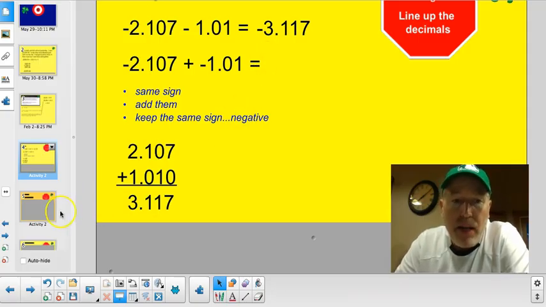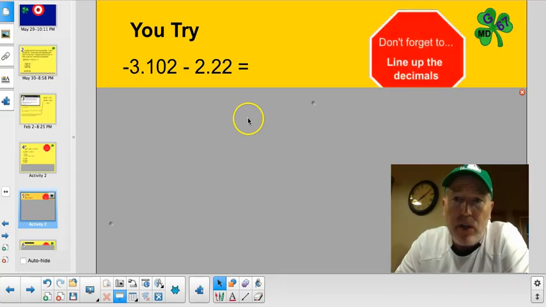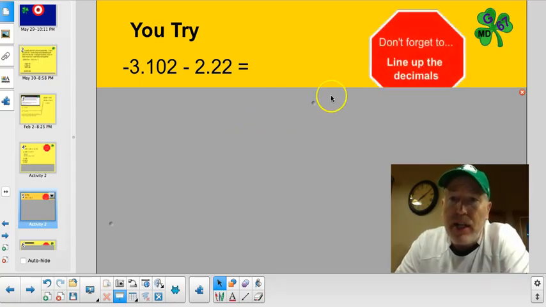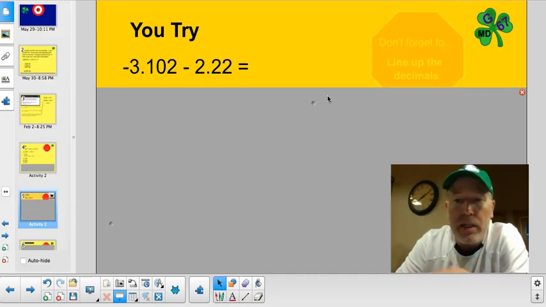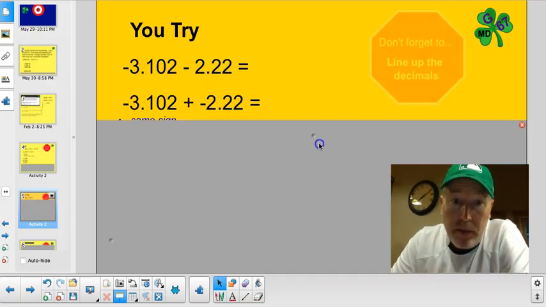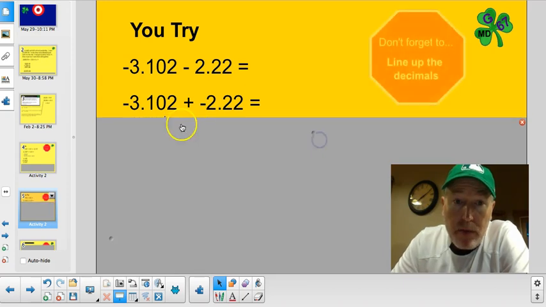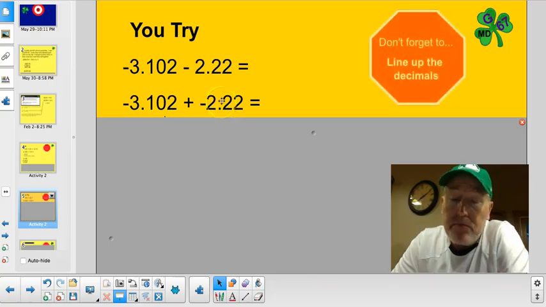Okay? All right, I'm going to have you try a problem very similar to that. Go ahead and try this one here. Don't forget to line up the decimals. Go ahead and try it. Okay, let's see how you did. Okay, did you rewrite the problem? A negative 3.102 plus a negative 2.22? Maybe you didn't need to.